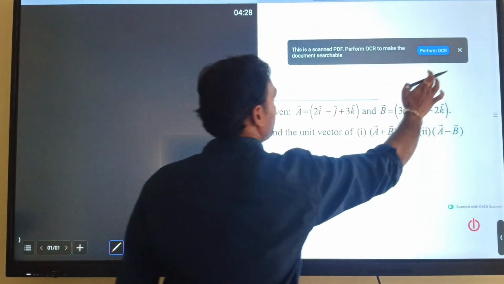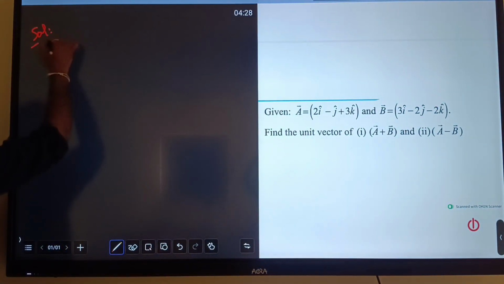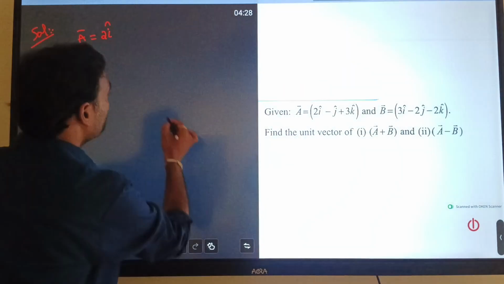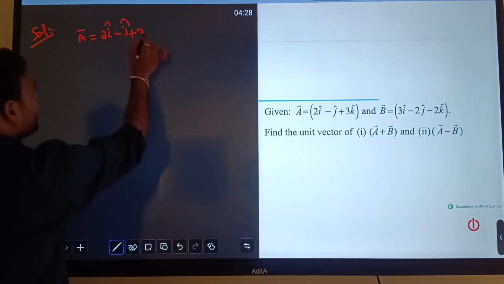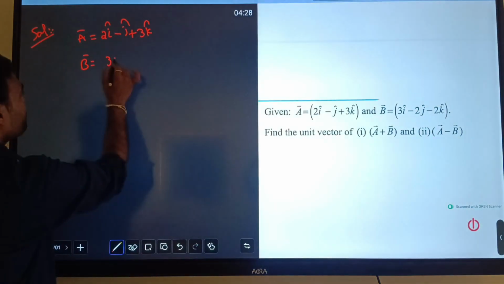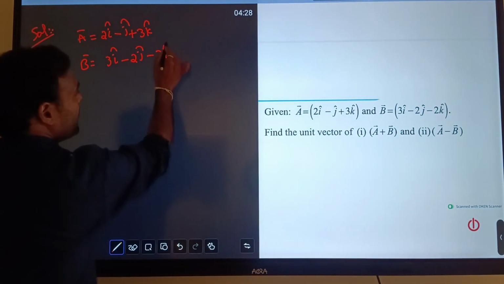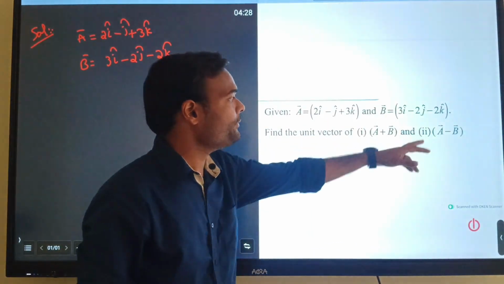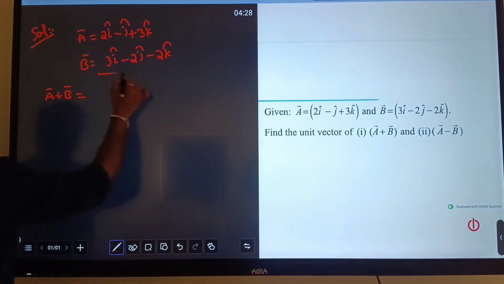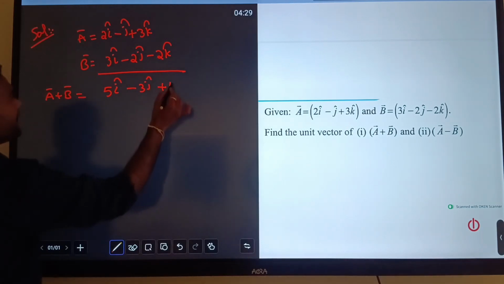Right. Let us see an example of the addition of two vectors. Given A is equal to 2i minus j plus 3k and B is equal to 3i minus 2j minus 2k. And they are asking us to find the unit vector of a plus b and a minus b. First of all, what is the value of a plus b? A plus b becomes 5i minus 3j plus k.